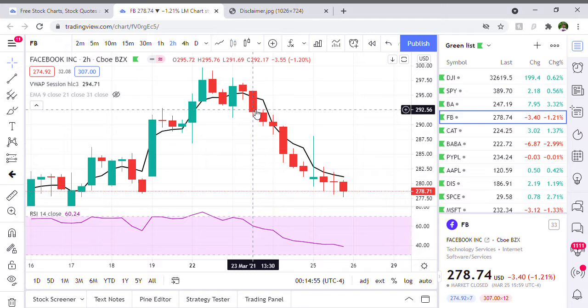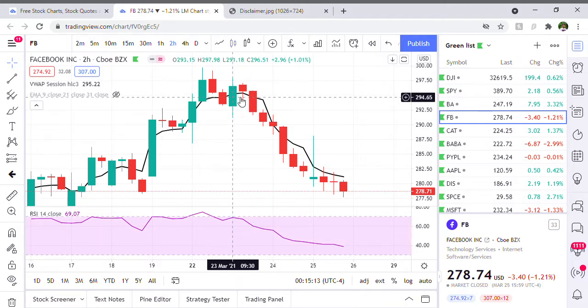That was the first thing. Then the second thing, about the index. The index opened green and went green for a while, but soon after, maybe 30 minutes of trade, around 10 or 10:15 a.m., the Nasdaq index was also red.